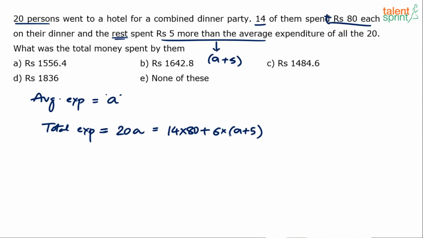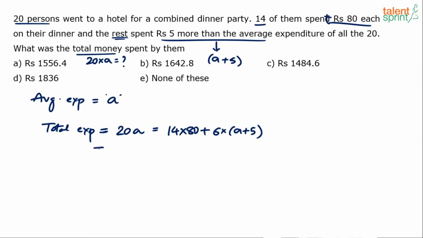Now, what is he asking us to find out? What was the total money spent by them? Total money spent by them. See, average is A. Total will be 20 into A. So basically 20 into A is equal to what? This is one equation, and there is only one variable. What is that variable? A. So solve for A and then find out what is 20 into A.